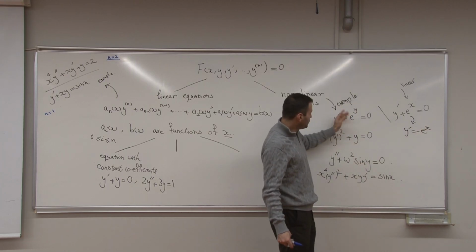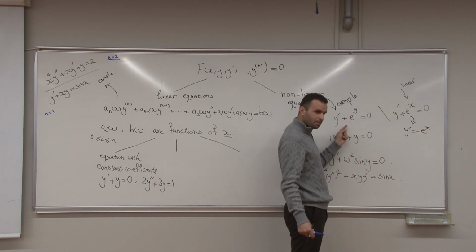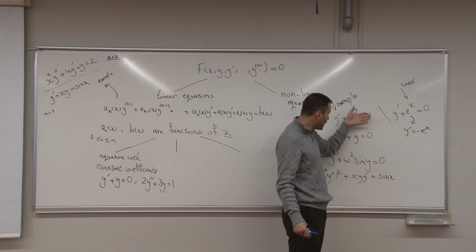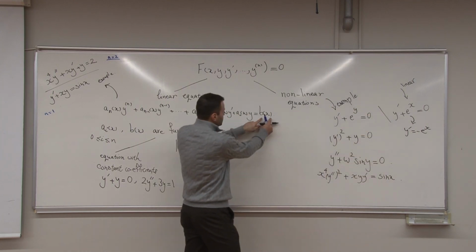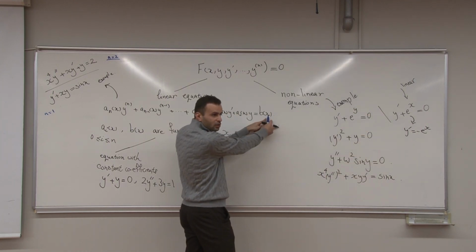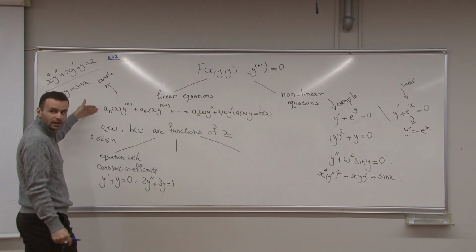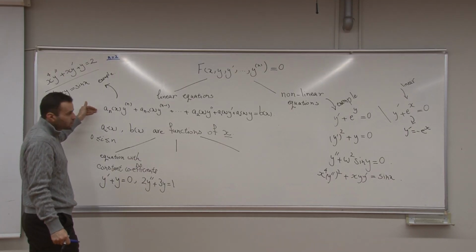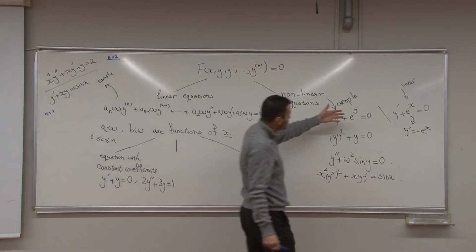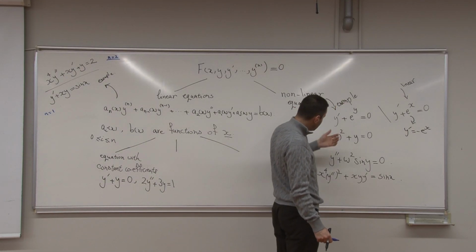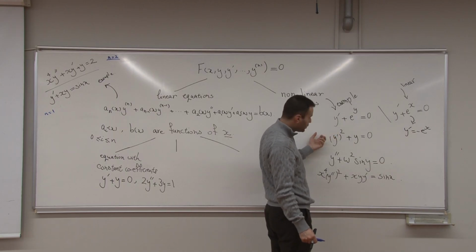But here, if I write it like y prime equal to minus e to the power of y, then this right-hand side is not going to be a function of x, it's going to be a function of y. So it is not satisfying this general form of linear equations. So we just say that, okay, this is not linear. This is also a nonlinear equation.